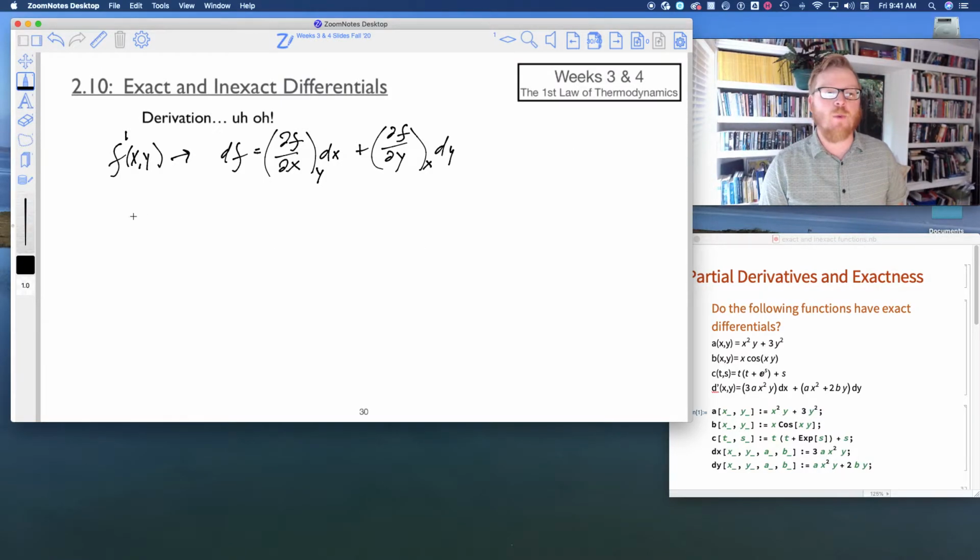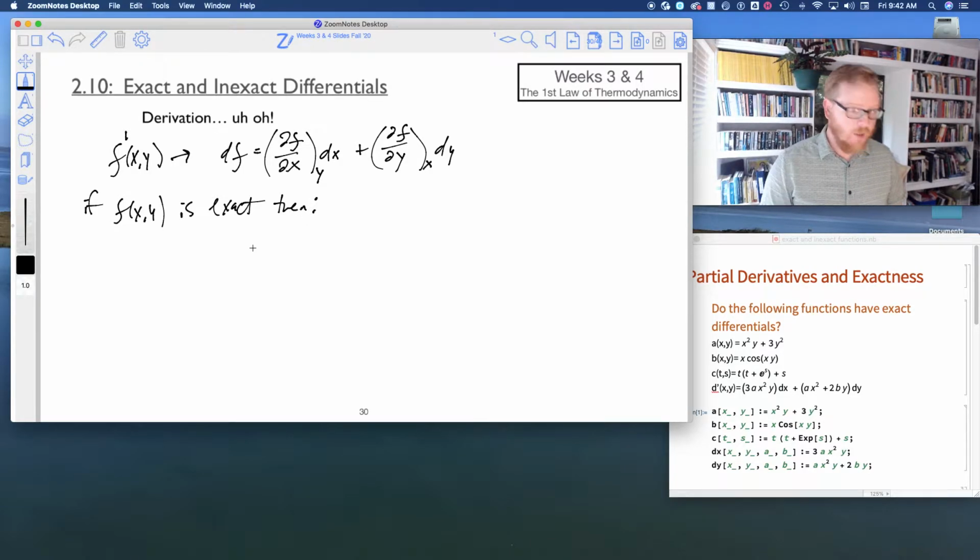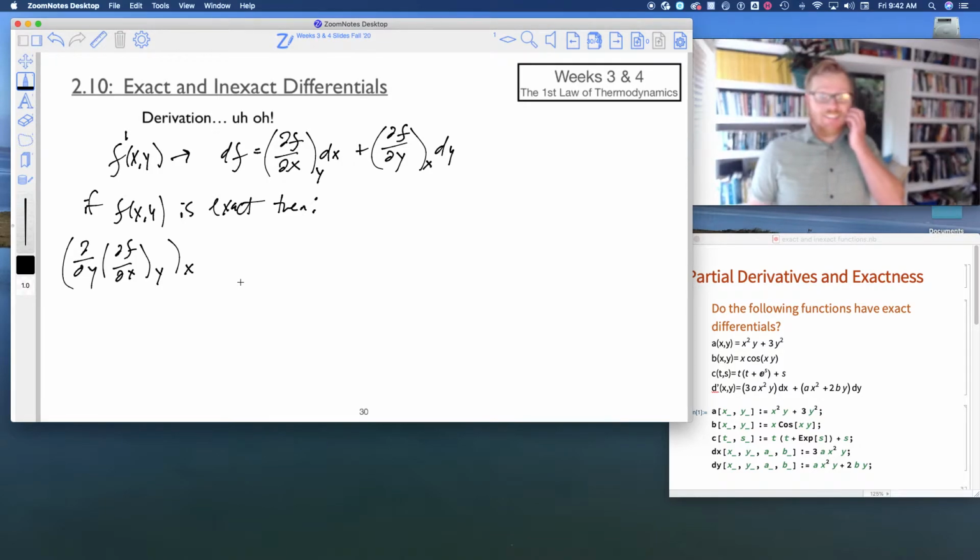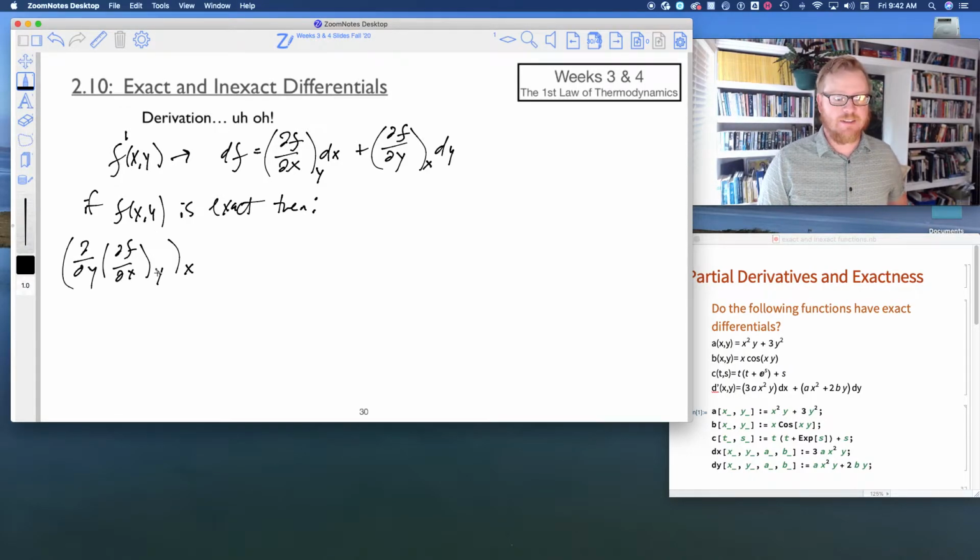And if f of x, y is exact, then the following must be true. I'm going to write all this down and then I'm going to describe what it is that I just wrote. Okay, so let me write these derivatives here and explain what's going on. What I have here is, if f of x, y has an exact differential, then the following must be true. The partial of f with respect to x at constant y.